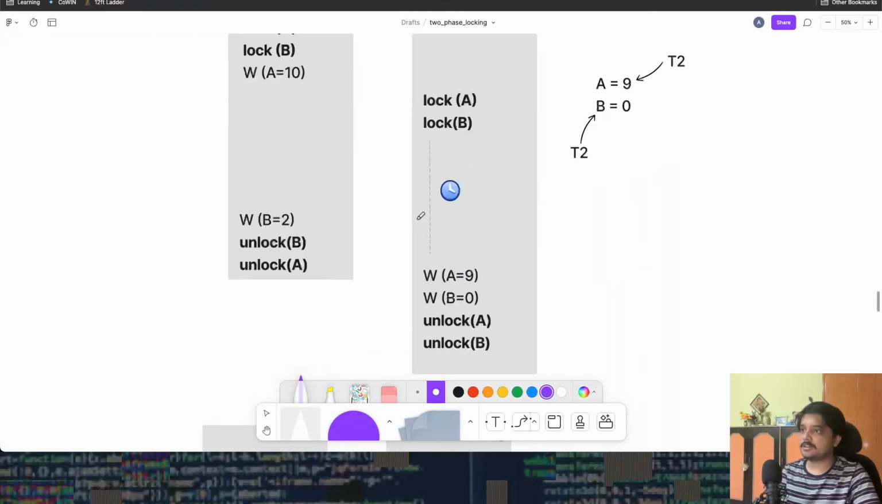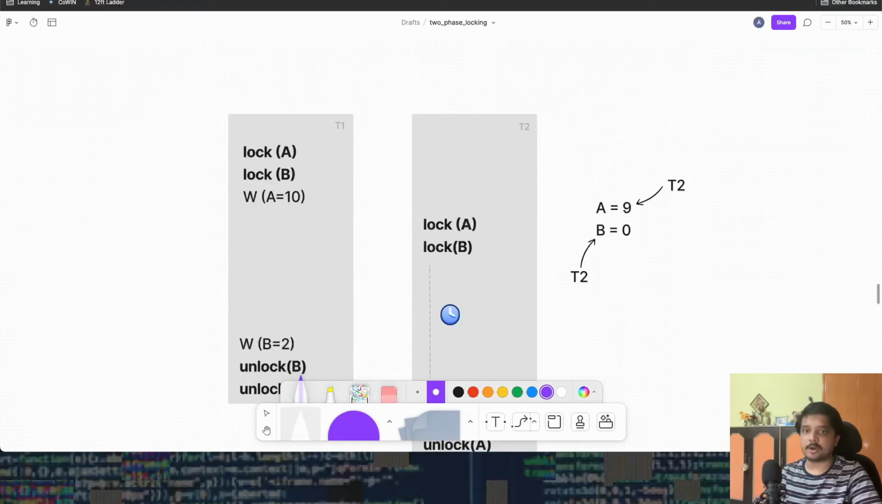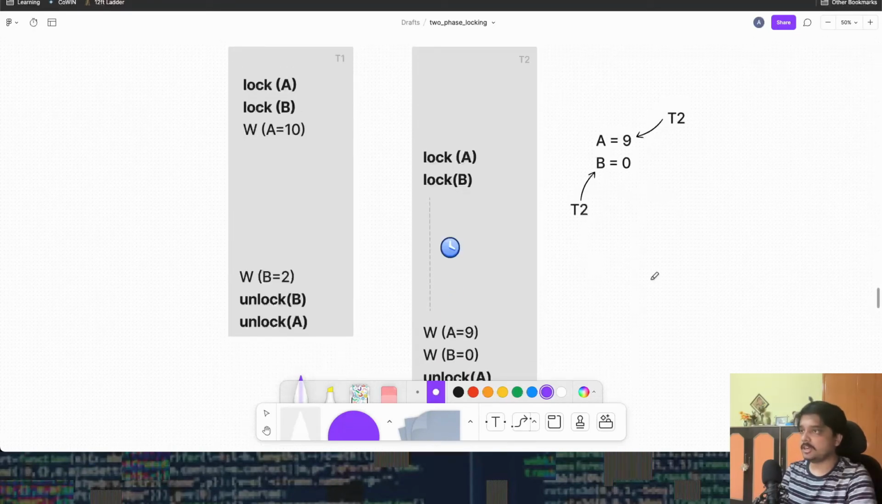Okay, so here is the same write-write conflict problem that we had. Now see, following two-phase locking, we're taking two locks and changing A. T2 has asked for these locks too, but it now has to wait till T1 is done. So now it will change A and B to 10 and 2.